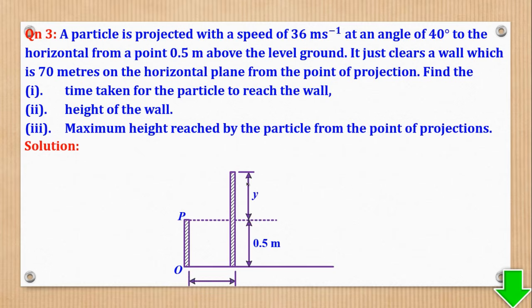We don't know the height of the wall, so this extra height distance we shall call y. But we know that the wall is 70 meters from the point of projection, and we know the velocity. The velocity was 36 and the direction was 40. So when you project using those parameters, you'll come up with this. Okay. Then with that diagram, we can start answering the questions.